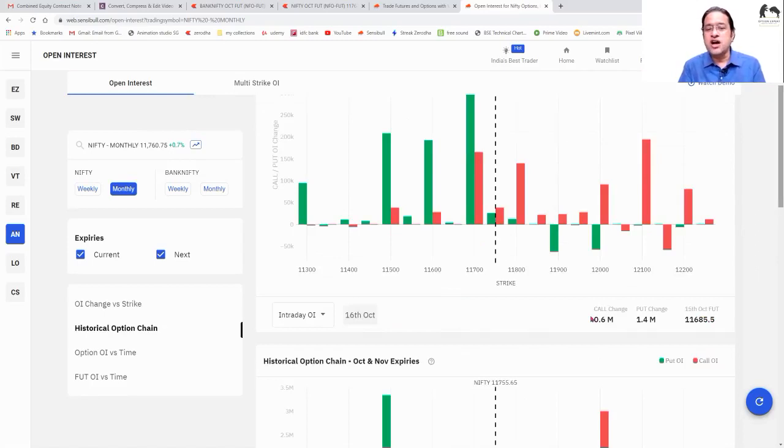Let us go and see what the call change is. There's only about 0.6 million of calls that have changed, whereas the number of puts is about 1.4 million. That is evident here. So as of now, this is where it stands.